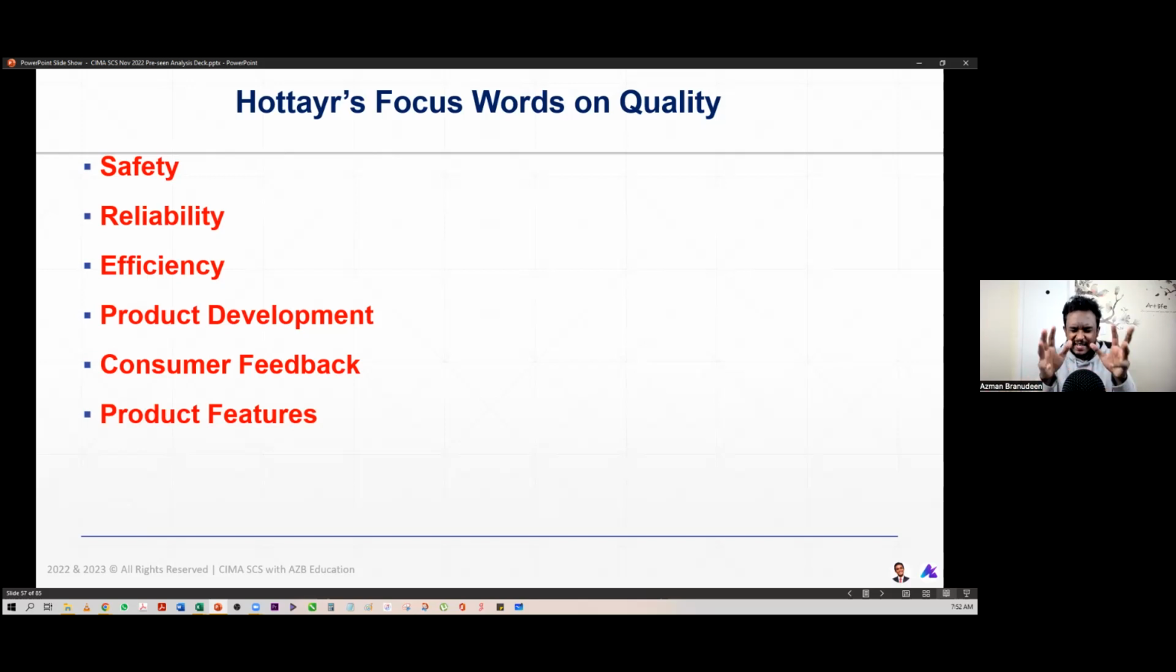Consumer feedback, we give great heed to consumers, and the product features, like the Wi-Fi point that I mentioned. So quality is a really, really important thing. Just remember these words, because you can freely use them when you're writing your answers. Do not be afraid. Do not hold yourself back if you have to justify the fact that we can come back strong, or we are strong, because our products are of great quality. If you can justify that, and if you have to, just bring these words into your answer. No problems at all, because these are words that the Hottayr brand is synonymous with.